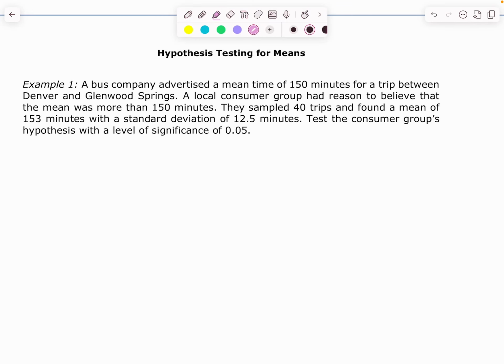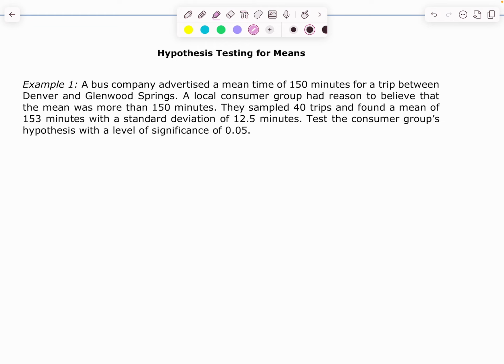All right, let's get into these examples. So hypothesis testing for means, example 1. A bus company advertised a mean time of 150 minutes for a trip between Denver and Glenwood Springs. A local consumer group had reason to believe that the mean was more than 150 minutes. They sampled 40 trips and found a mean of 153 minutes with a standard deviation of 12.5 minutes. Test the consumer group's hypothesis with a level of significance of 0.05.